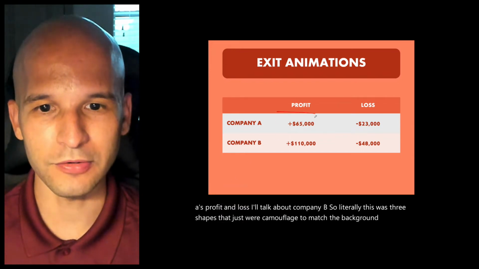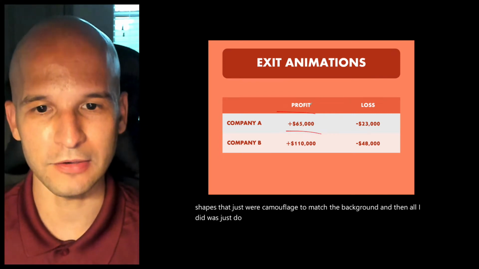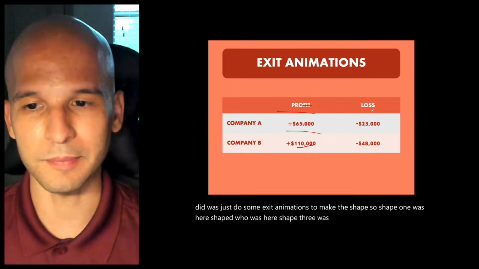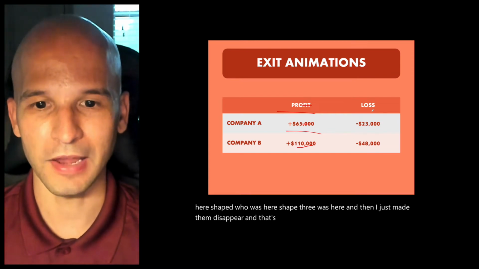And then all I did was just do some exit animations to make the shape. So shape 1 was here, shape 2 was here, shape 3 was here. And then I just made them disappear. And that's how you can do a progressive table.